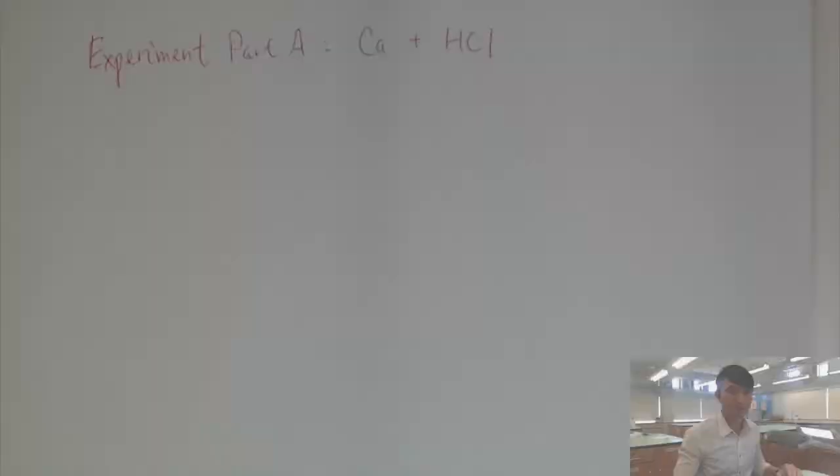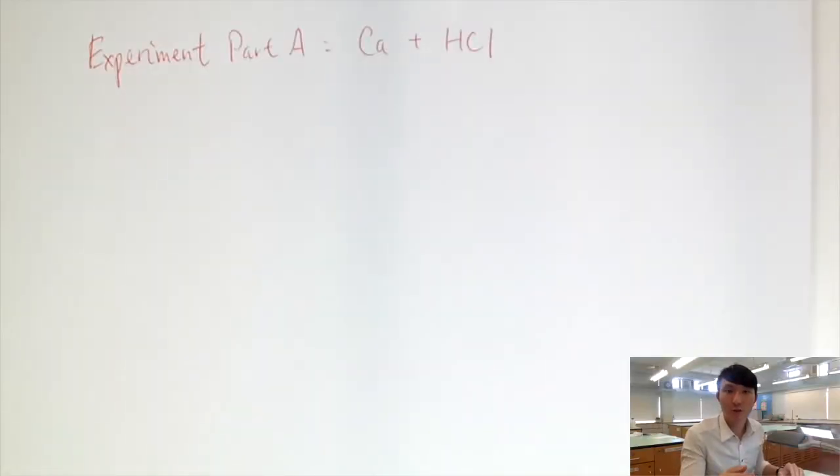So that's it for the experimental part. Now we will proceed to the calculation. Alright, so after we finish the experimental part, we use the experimental data to do some calculations and, at the end, determine the enthalpy change of formation of calcium oxide.